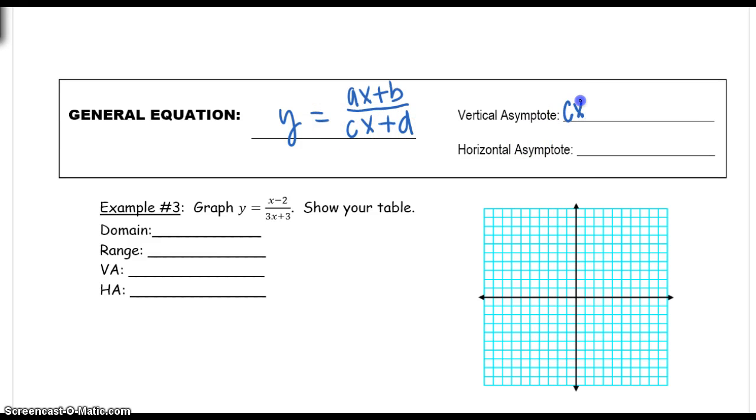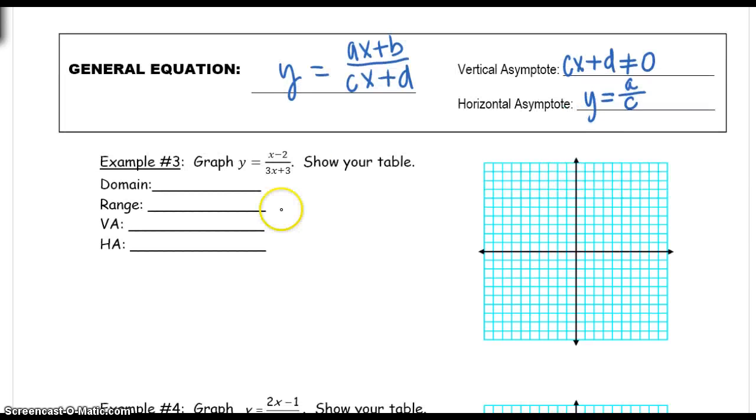So cx plus d cannot equal 0. So you're going to solve that. And then your horizontal asymptote is going to be a little different. It's going to be y equals a over c. So it's going to be the coefficients right here in the front, your horizontal asymptote. So let's apply that to number 3.